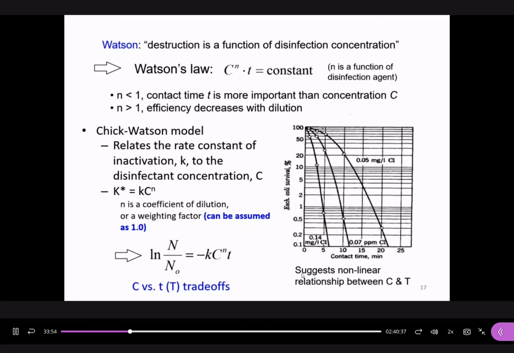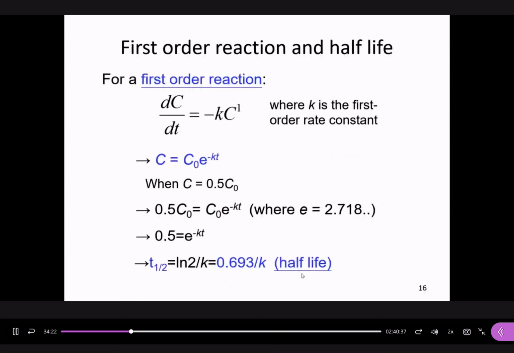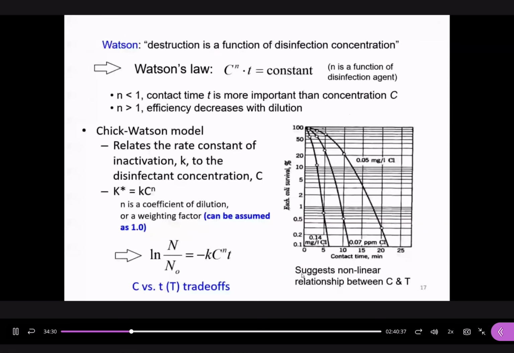And if we combine these two, Chick's law and Watson's law, we get the Chick-Watson model. It relates the rate constant of inactivation k to the disinfectant concentration. If we write k star equals k times C to the n, and the coefficient of dilution, a weighting factor, can be assumed as 1, we get this equation: natural log N over N naught equals minus k times C to the nth power times t. And therefore there is a C versus T trade-off.